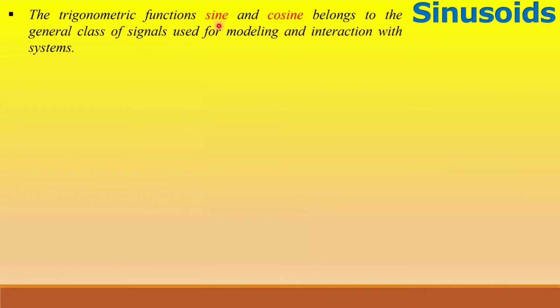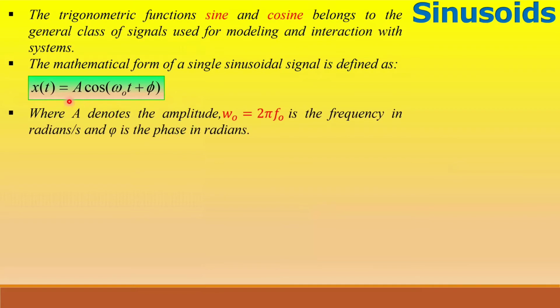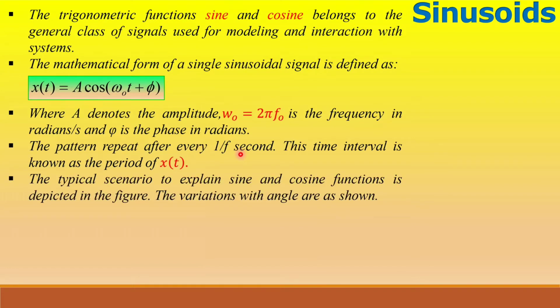The trigonometric functions, sine and cosine, belong to the general class of signals used for modeling and interaction with systems. The mathematical form of a single sinusoidal signal is defined as x(t) = A cos(ω₀t + φ), where A denotes the amplitude, ω₀ = 2πf₀ is the frequency in radians per second, and φ is the phase angle in radians. The pattern repeats itself after every 1/f₀ seconds, and this interval is known as the period of x(t).